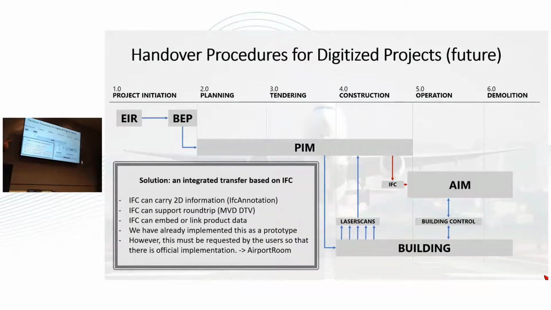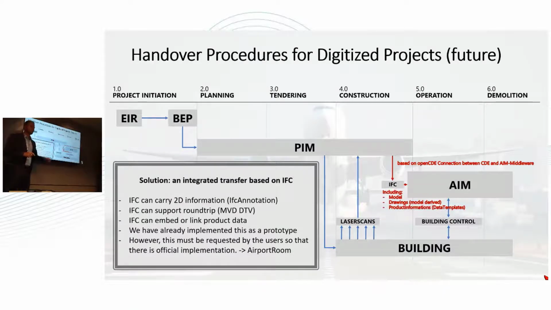But there's another thing which was mentioned today as well, and this is the OpenCDE connection, because the most important thing we identified for handover procedures is we don't need these file-based handovers anymore. It's much too slow. It's also, not only during planning and construction, a huge problem if everyone needs to upload files manually and describe the files again and so on. A lot of mistakes happen there all the time.